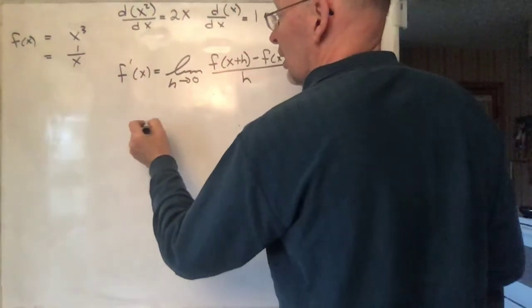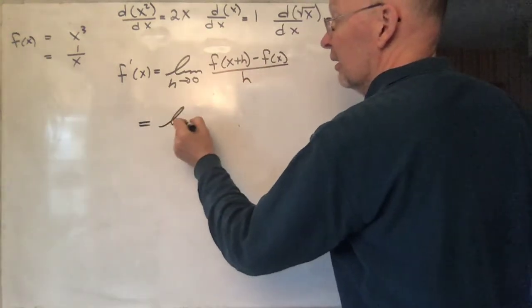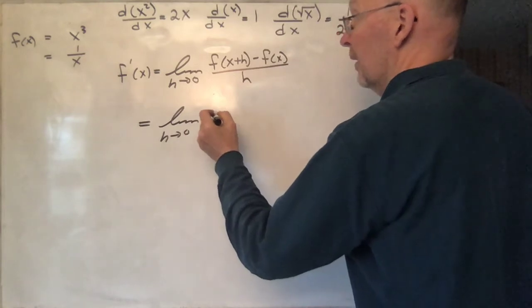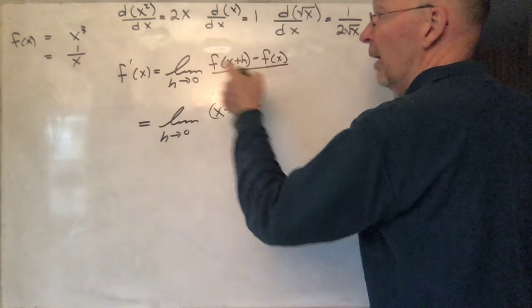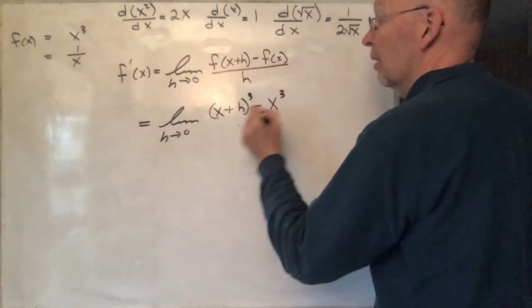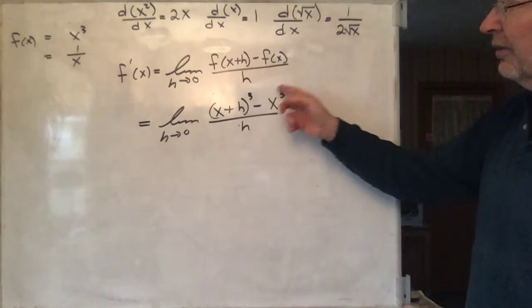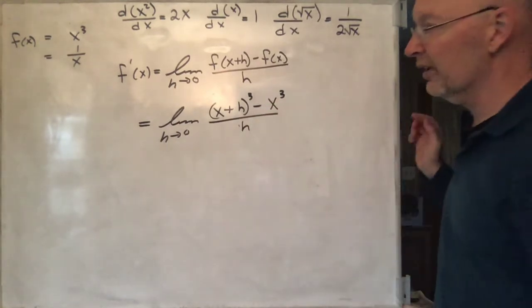So if we put in x plus h, we're going to get the limit of x plus h quantity cubed minus x cubed, all divided by h. And each one of these involves some sort of little algebraic trick. The hardest part of all these is just the algebra.